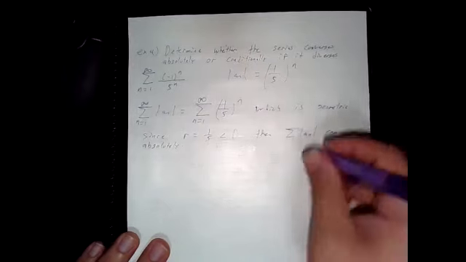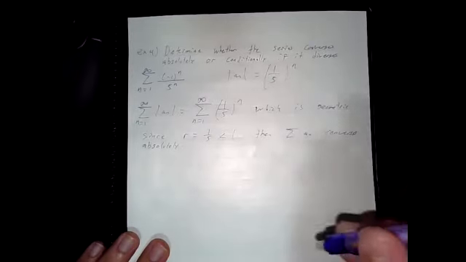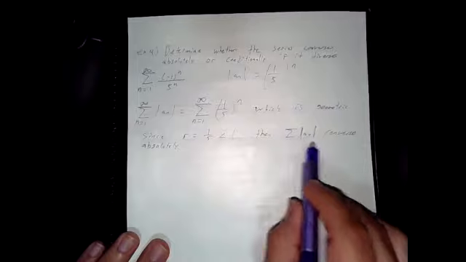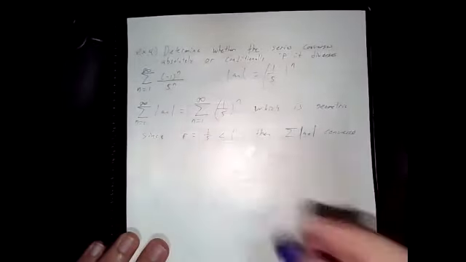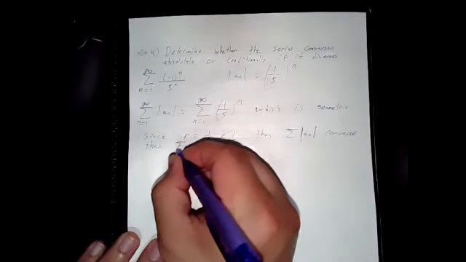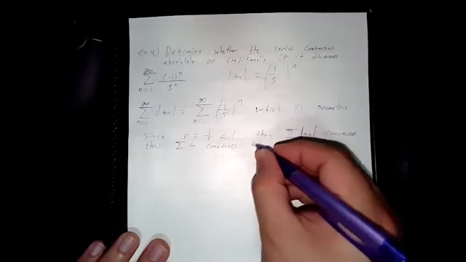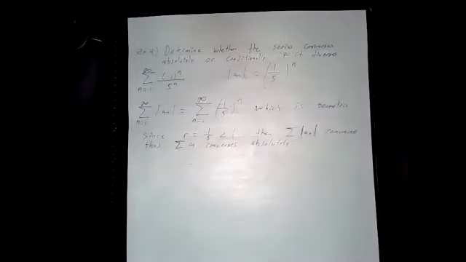Sorry, let me fix this better. Since r is less than 1, this converges. Thus, the original converges absolutely. Are there any questions about what we did here?